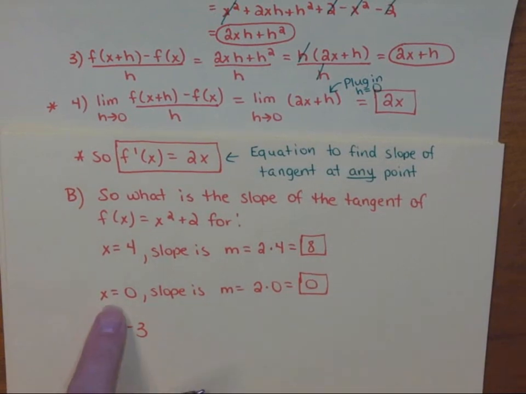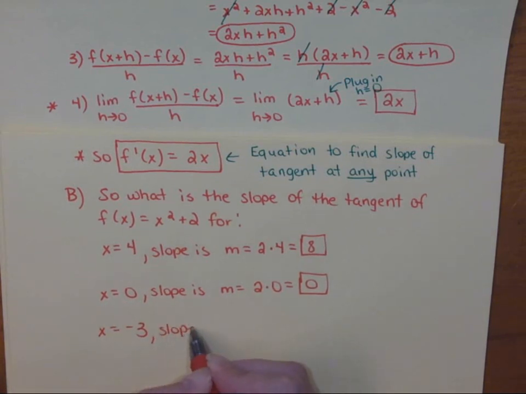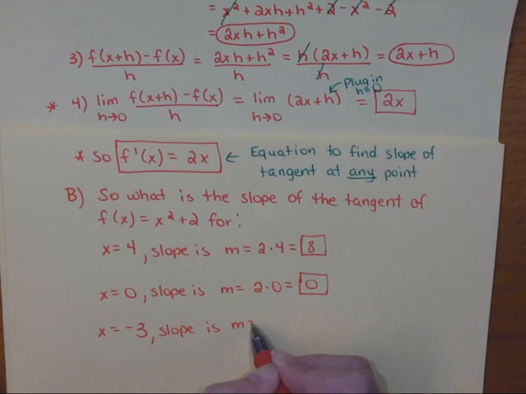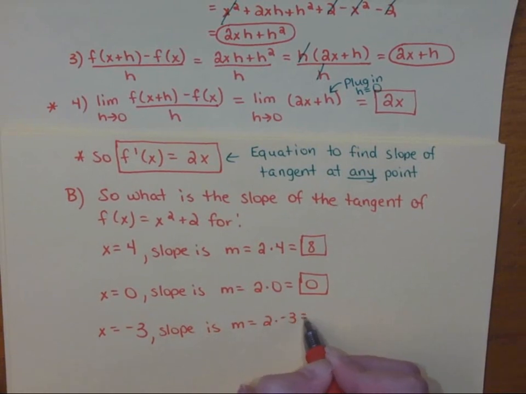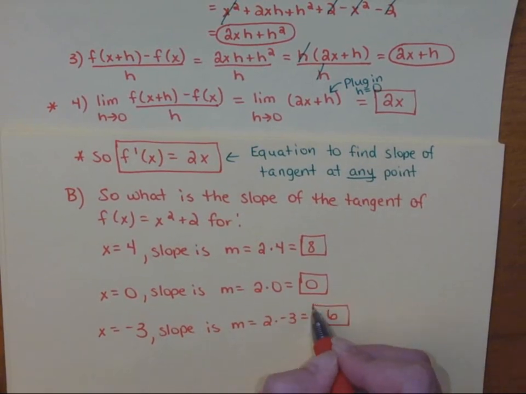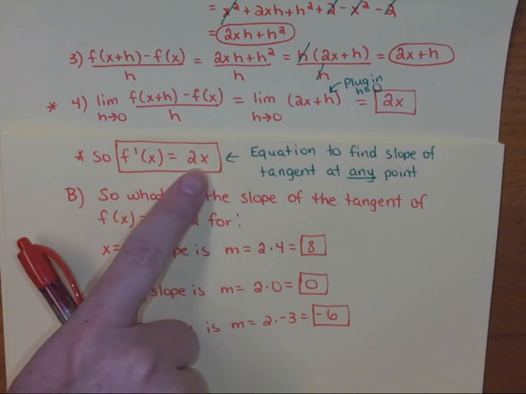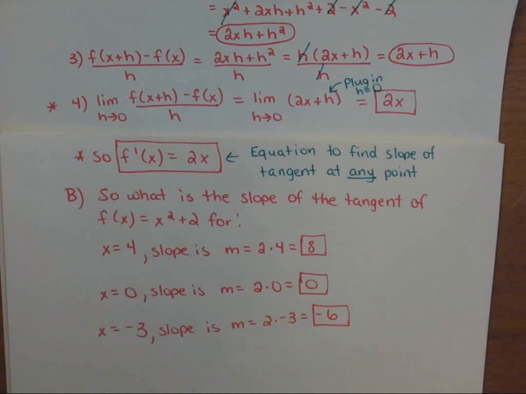Okay. In other words, at x equals 0, the tangent line is just a horizontal line. It has no slope at all. And then lastly here, if we plug in -3, we get -6. Okay, so here the slope is negative. So if you look back at that graph, maybe you'll see some of that. As we move the point around that function and draw a tangent line there, the slope definitely changes as we go. But this 2x equation describes the slope at any single point.